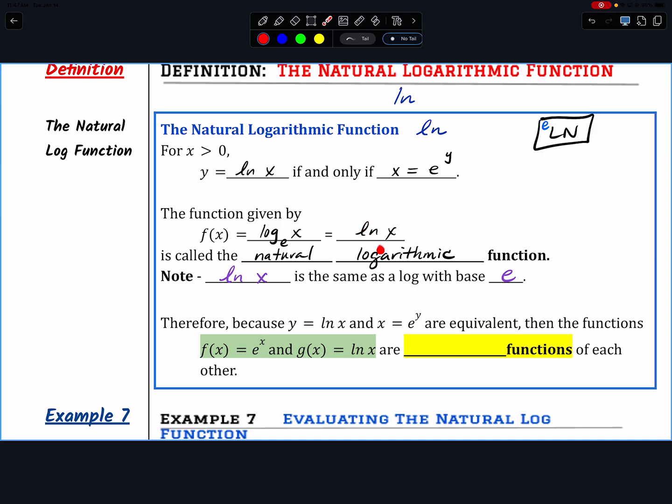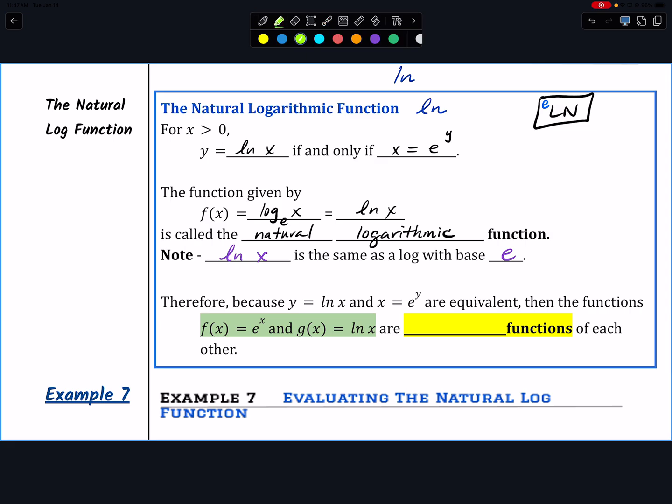Is everybody on board with that? Just like when it's log of x, if it's just log of x without a base, what was the base? 10. If it's ln of x, the base is always e. Okay, we just don't write it. So I would highlight that if I were you guys.